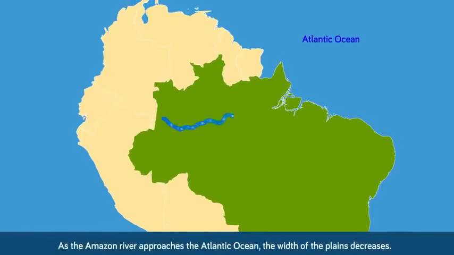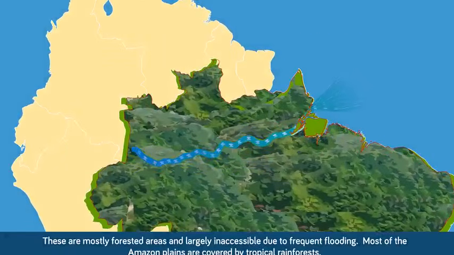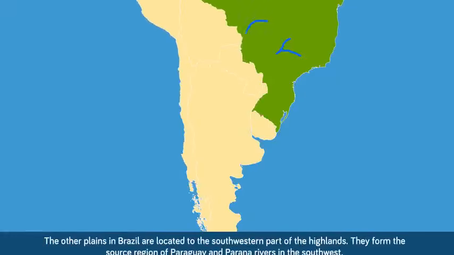As the Amazon River approaches the Atlantic Ocean, the width of the plains increases. These are mostly forested areas and largely inaccessible due to frequent flooding. Most of the Amazon plains are covered by tropical rainforests. The other plains in Brazil are located in the southwestern part of the highlands. They form the source region of the Paraguay and Parana rivers in the southwest.